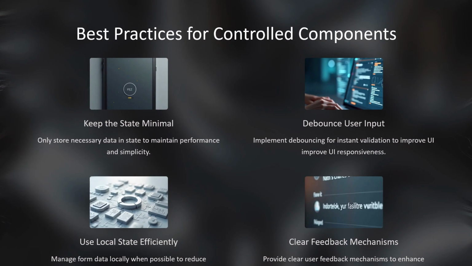Best practices for controlled components. Keep the state minimal: only store necessary data in state to maintain performance and simplicity. Debounce user input: implement debouncing for instant validation to improve user interface responsiveness. Use local state efficiently: manage form data locally when possible to reduce unnecessary re-renders. Clear feedback mechanisms: provide clear user feedback mechanisms to enhance interaction quality.